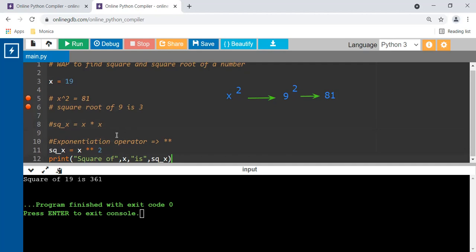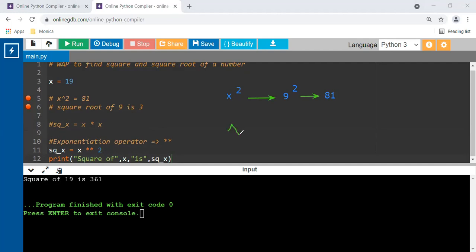On a similar basis, we'll try to find square root of a number. Finding square is pretty straightforward. You multiply by itself, or we saw an alternative that you can write x raised to 2. Now what we are going to do is, we'll write the equivalent mathematical expression first, and then we'll come back to the coding part. Okay.